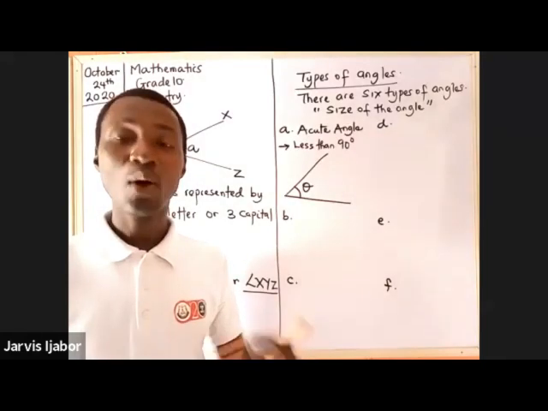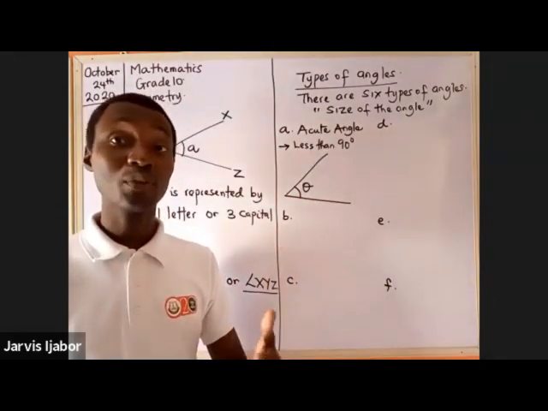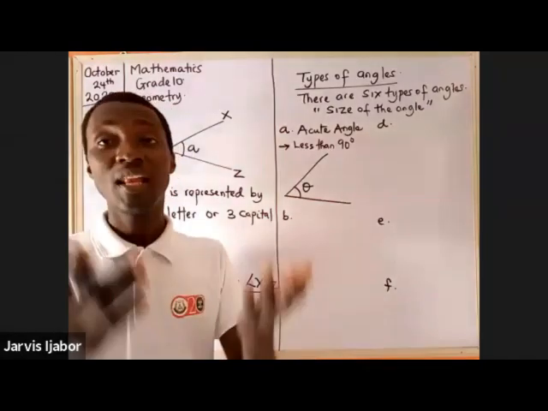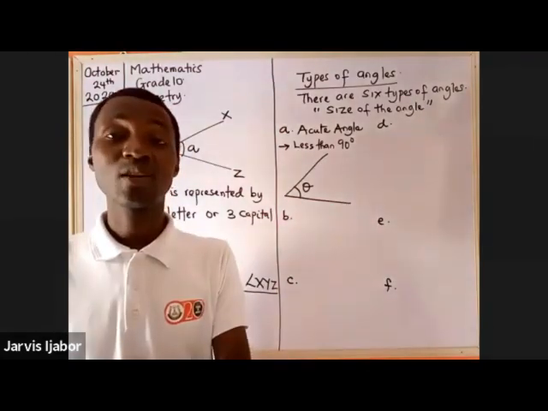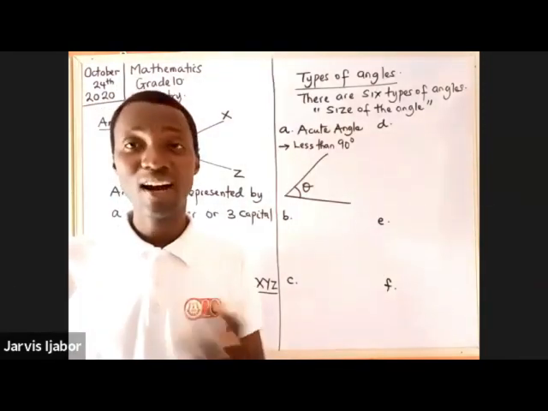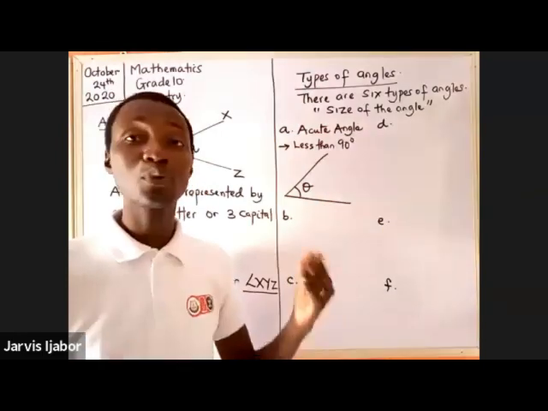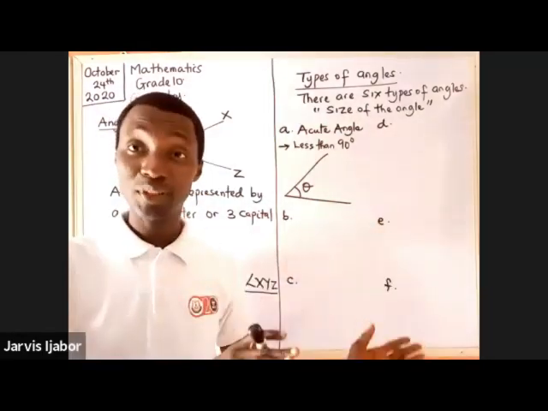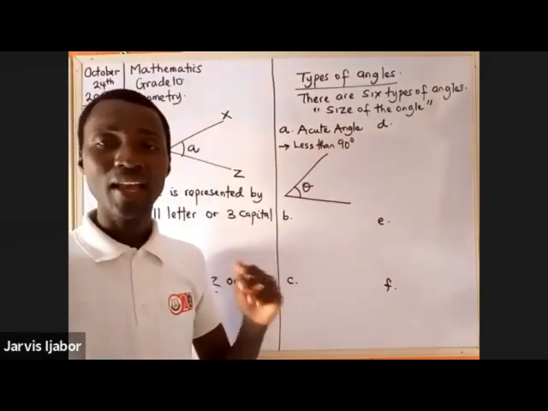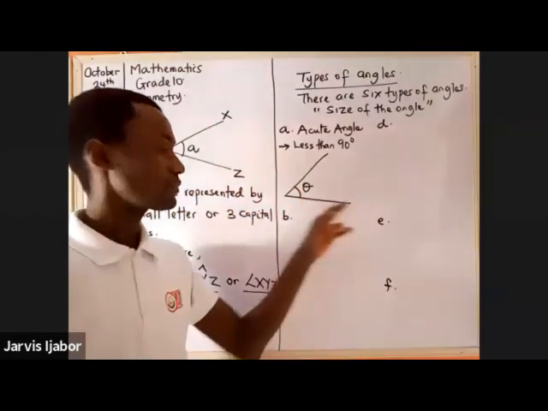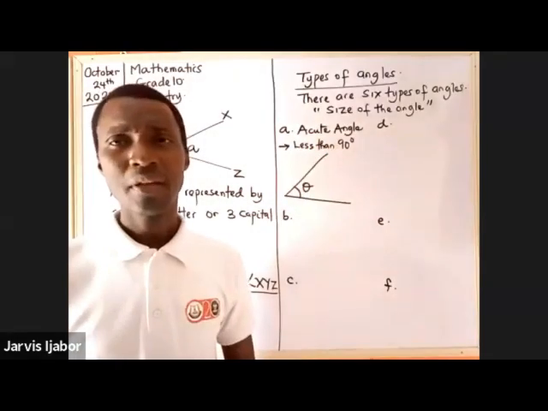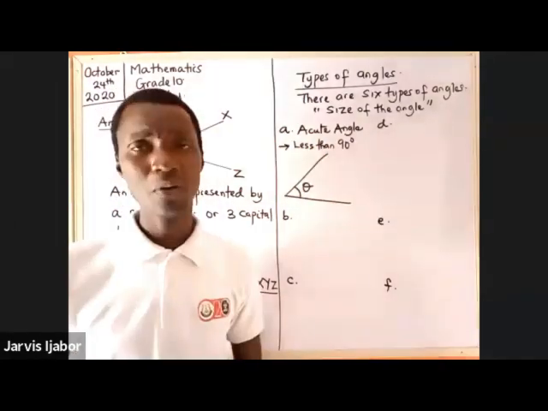It's like when we come to algebra, we use A, B, C, D, which are letters of the English alphabet. Theta is a letter of the Greek alphabet, something we use to describe angles. Don't let that bother you. Just know that with this angle, we're concerned with the size. Any angle that is less than 90 degrees is called an acute angle.